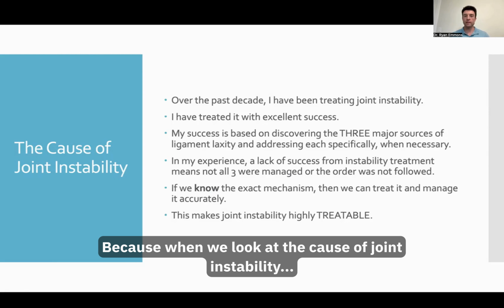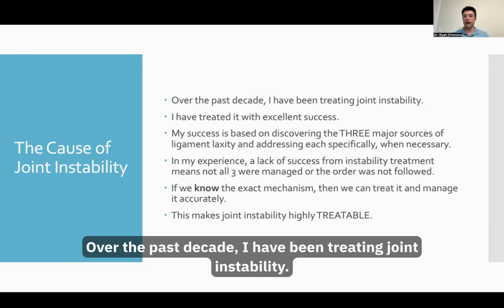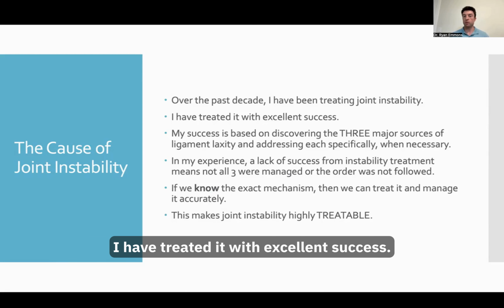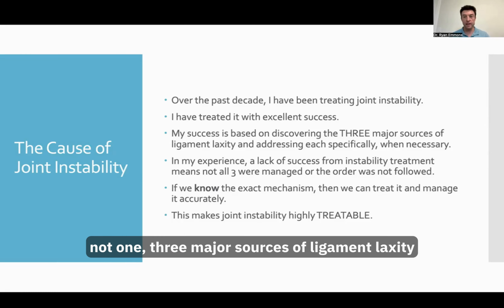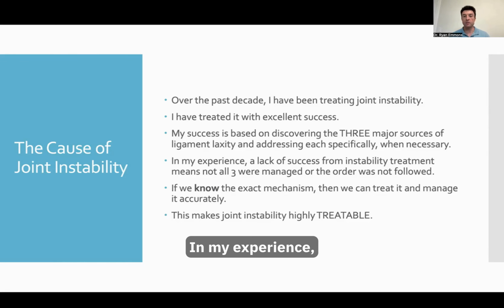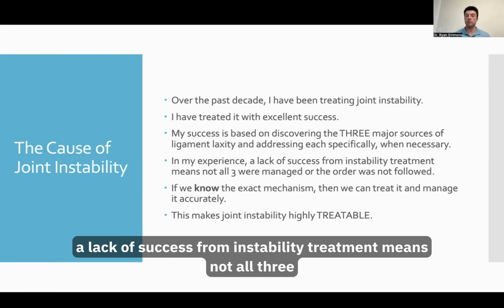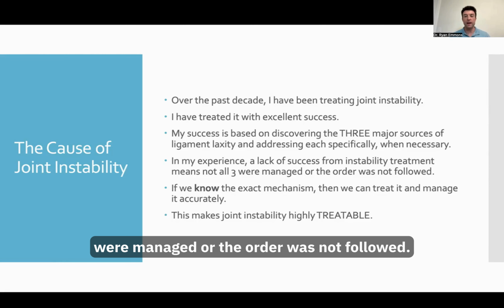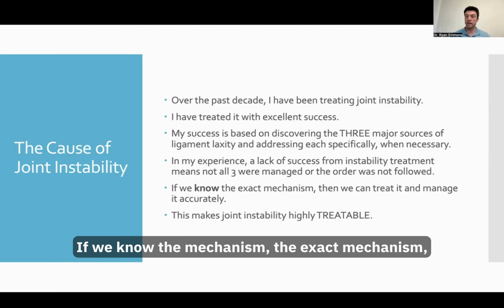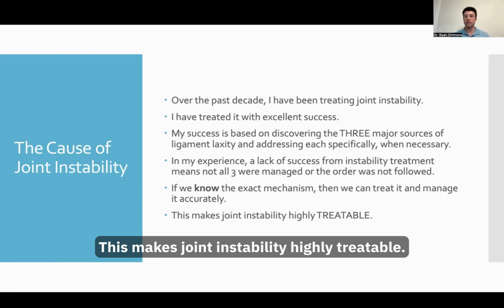Because when we look at the cause of joint instability, over the past decade, I have been treating joint instability. I have treated it with excellent success. My success is based on discovering the three, not one, three major sources of ligament laxity and addressing each specifically when necessary. In my experience, a lack of success from instability treatment means not all three were managed or the order was not followed. If we know the mechanism, the exact mechanism, then we can treat it and manage it accurately. This makes joint instability highly treatable.